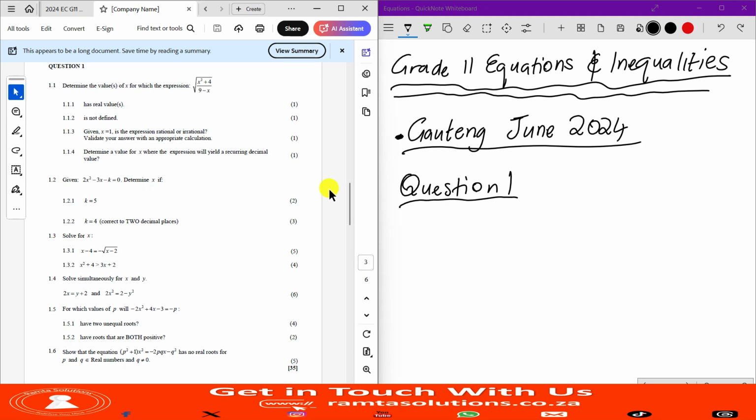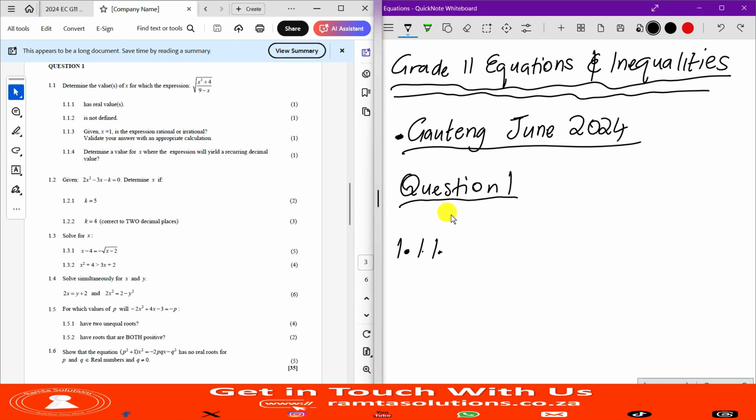Let's see what the first question is saying. The first question is asking us to determine the value or values of x for which the expression square root of x squared plus 4, all over 9 minus x. So, 1.1.1, for which values of x will this expression have real values?